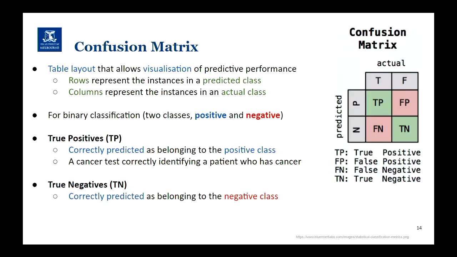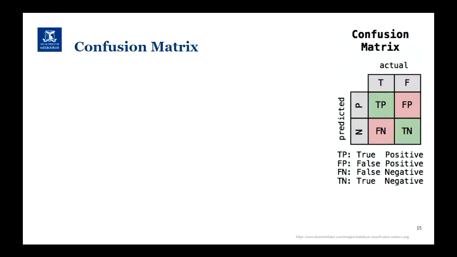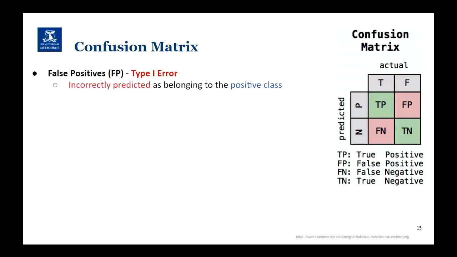So a true negative in a cancer test is when your cancer test correctly identifies the patient who doesn't have cancer. Good. What about the errors now? So we have false positives, which is also called type 1 error, which are incorrect predictions belonging to the positive class. So these are false positives here. In an instance I said it was positive, but it wasn't actually. In the context of a cancer test, saying a patient has cancer, however, they don't have.